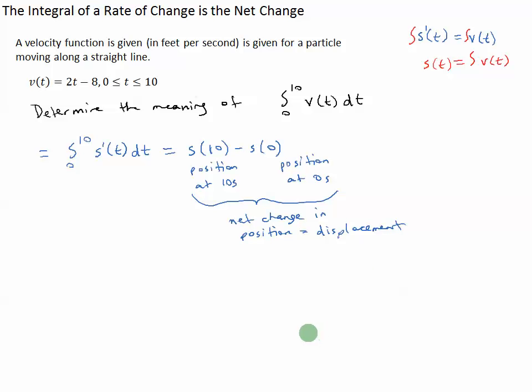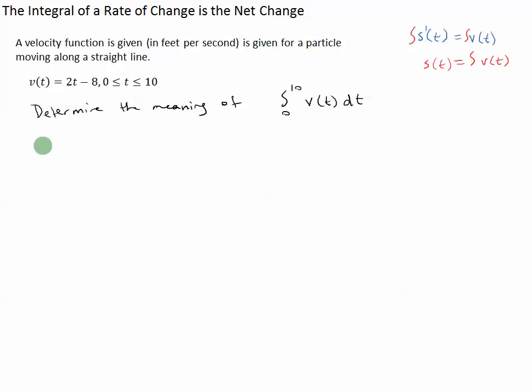Okay, so we can actually calculate it for this particular function, so that's what we'll do. And we'll keep in mind that this represents its net change in position, its displacement. So we have the integral from 0 to 10 of 2t minus 8, that's what v of t is, and that's what we're integrating, with respect to t.